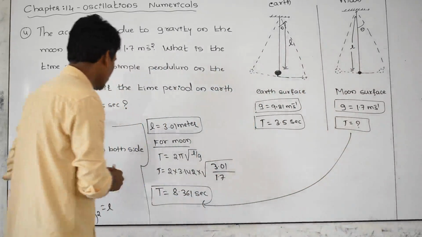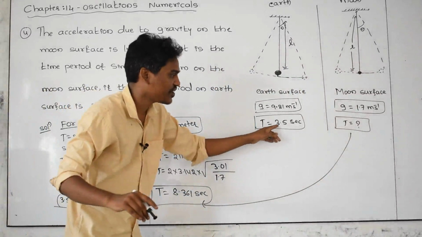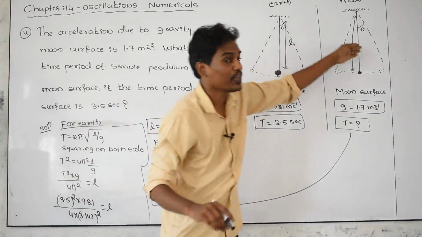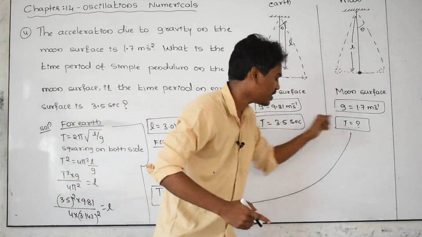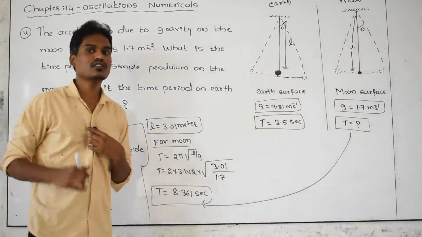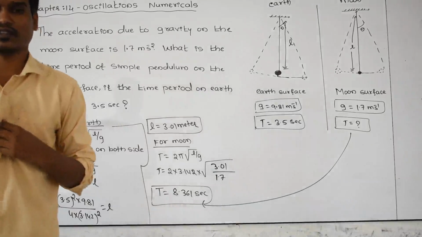Therefore please note down: on the earth surface, one cycle takes 3.5 seconds, but if you take the same pendulum to the moon surface, how much time does it take to complete one cycle? That is 8.361 seconds. Please note down.